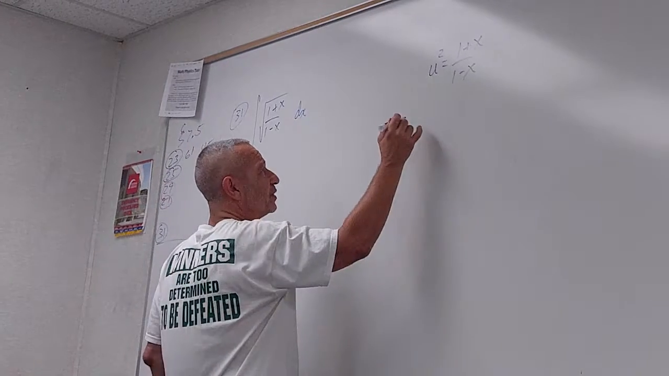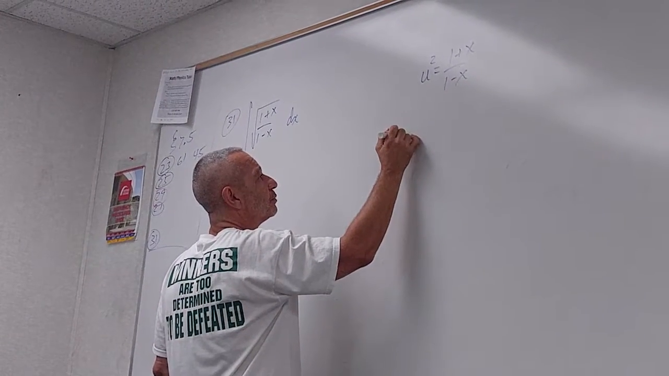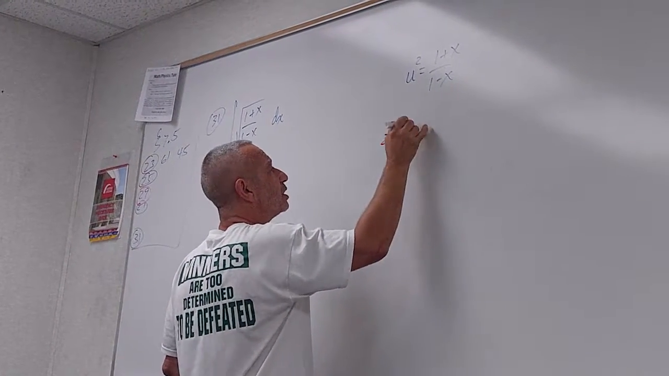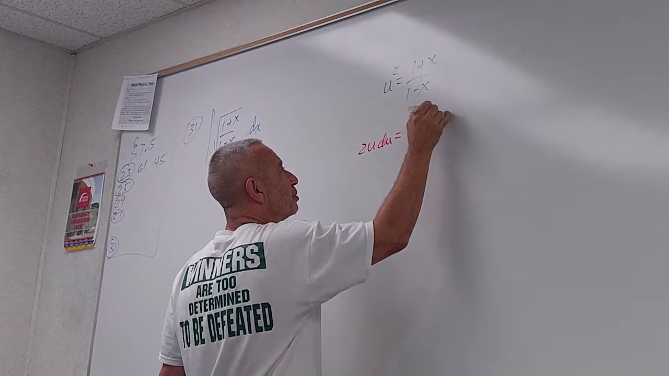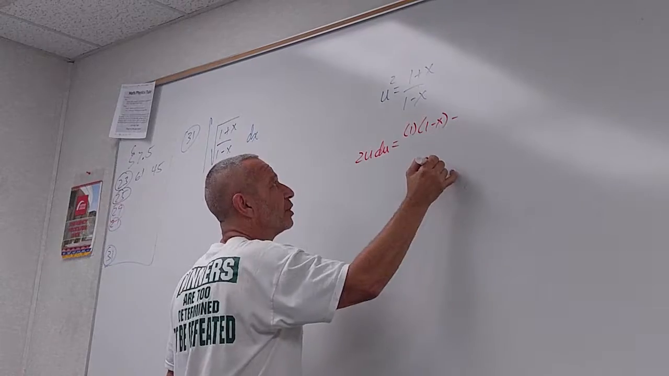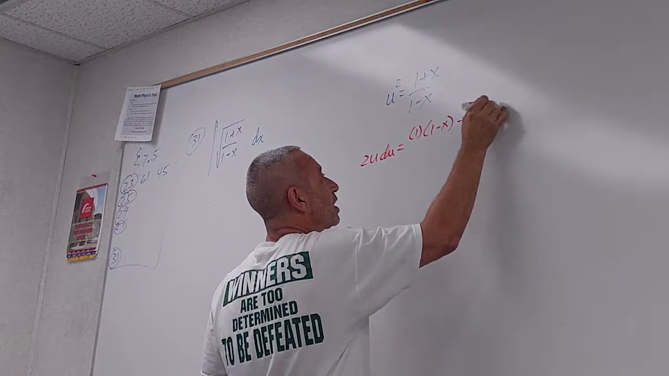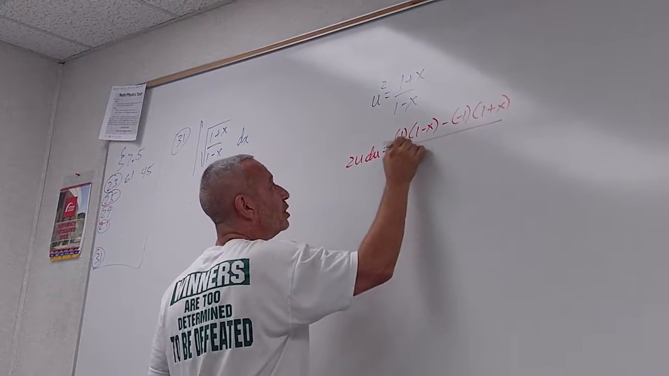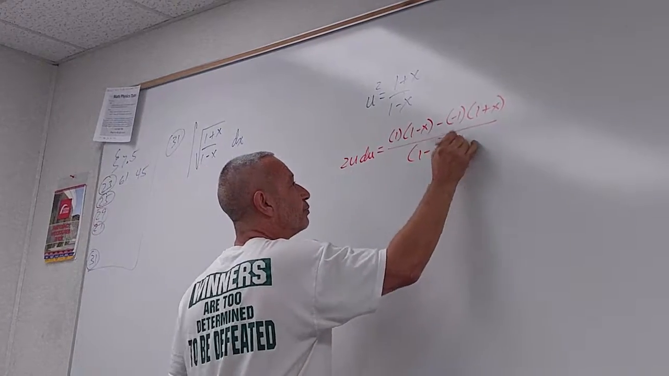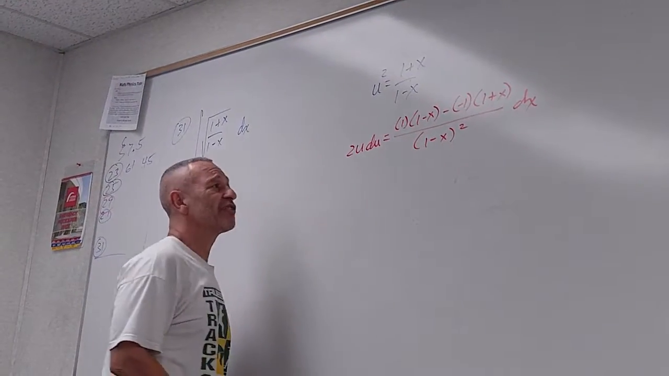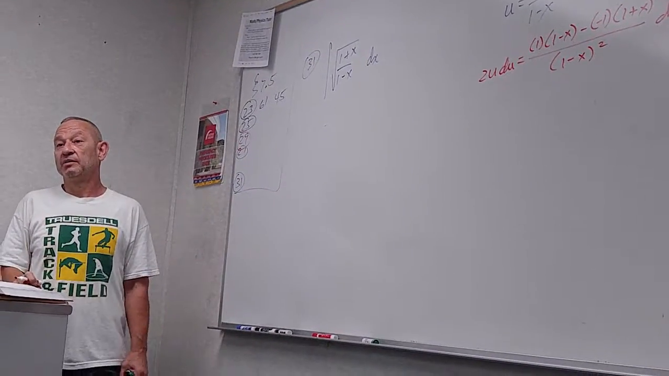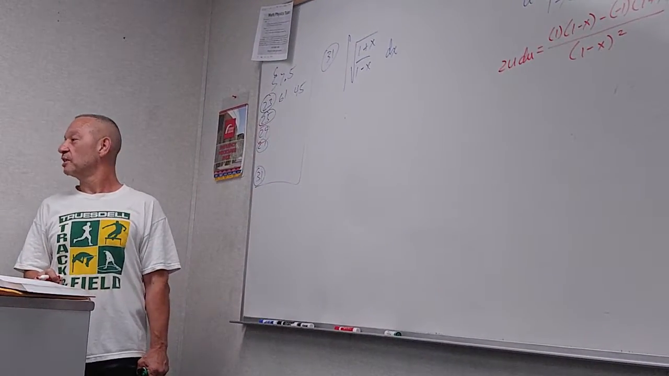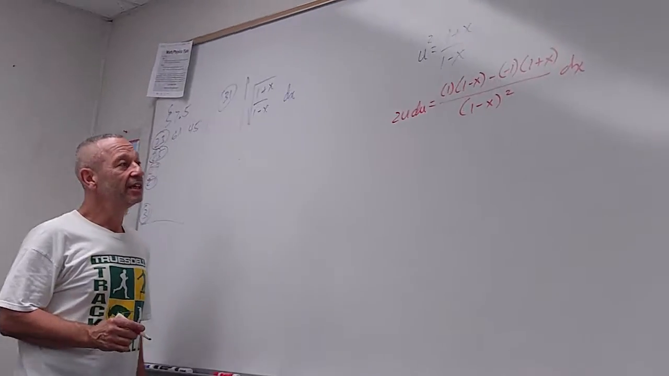So help me do the derivative here. 2u du equals the derivative of the top times the bottom minus the derivative of the bottom times the top, all over the bottom squared. Remember, this is educated guesswork, and I really have no idea if this is going to work or not. It's just what seemed easiest to me to try. You just want to get rid of the radical.